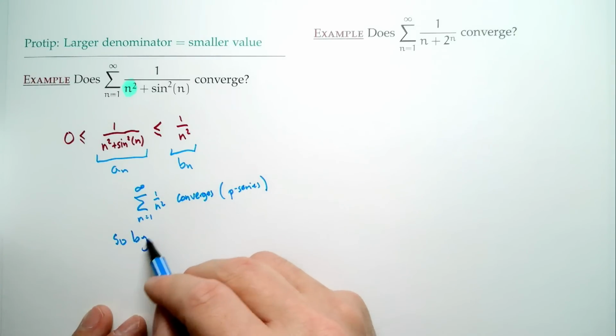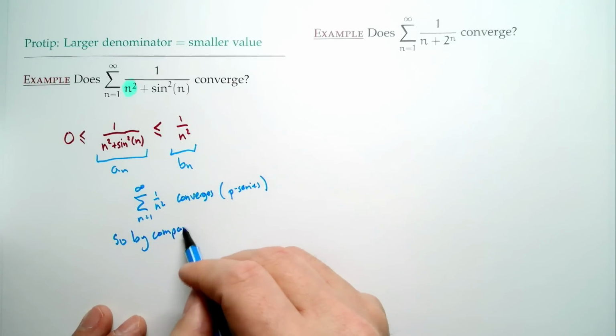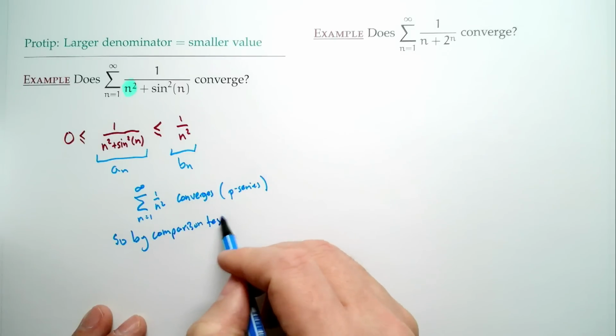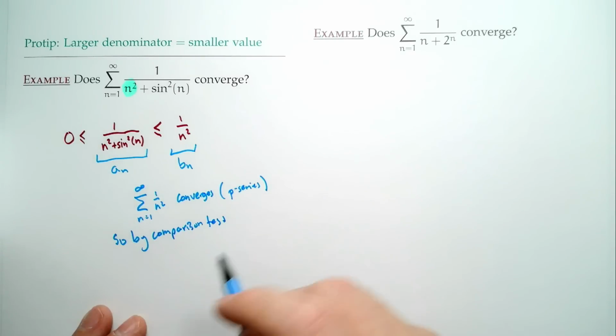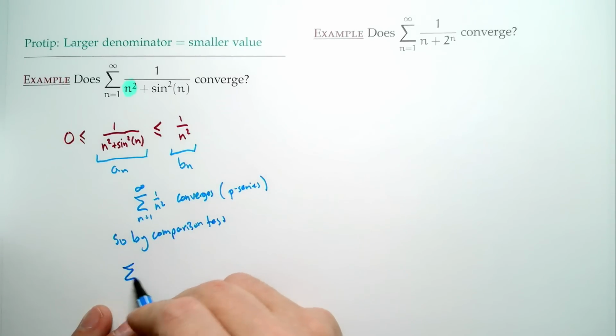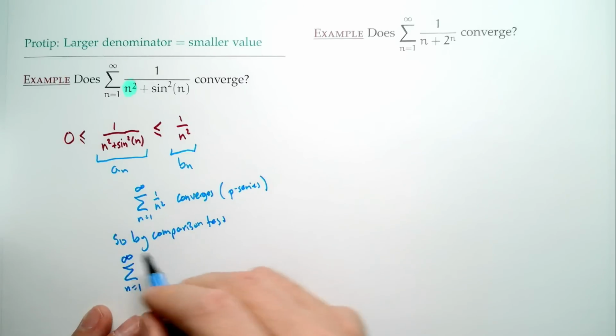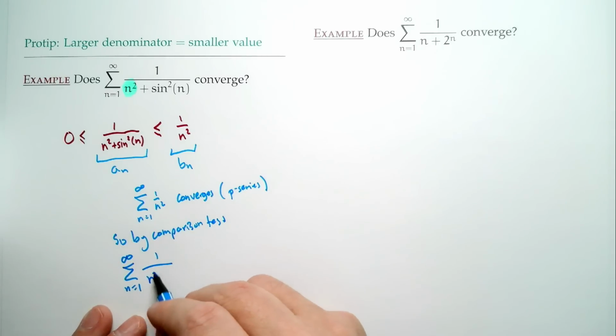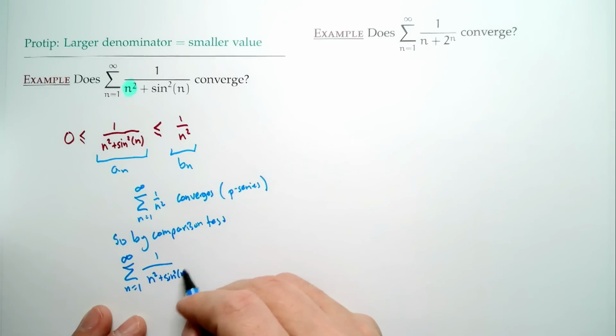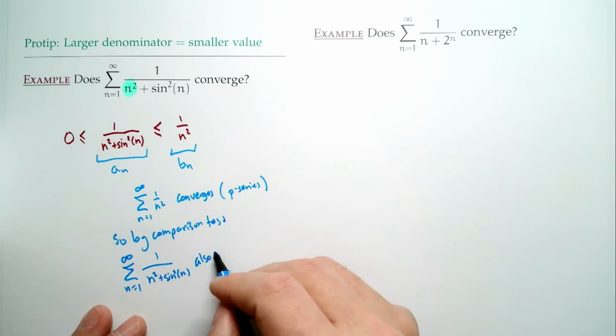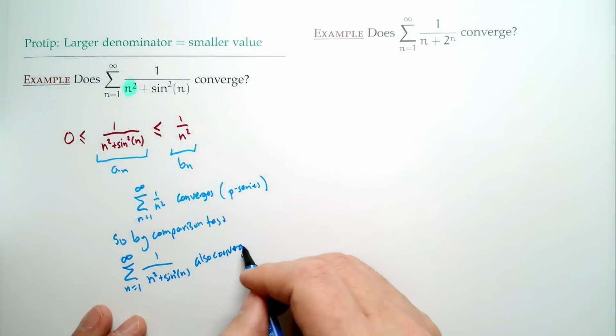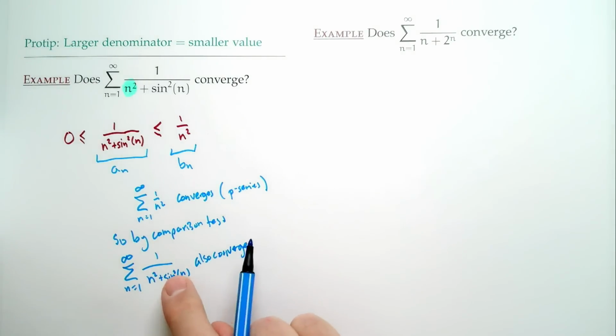So by comparison test, and it's important that we have this inequality here, the sum from 1 to infinity of 1 over n squared plus sine squared of n also converges. And here, you'll see, we couldn't have done the integral test, because how would you integrate 1 over x squared plus sine squared of x? That's right, you wouldn't do it, because it can't be done.